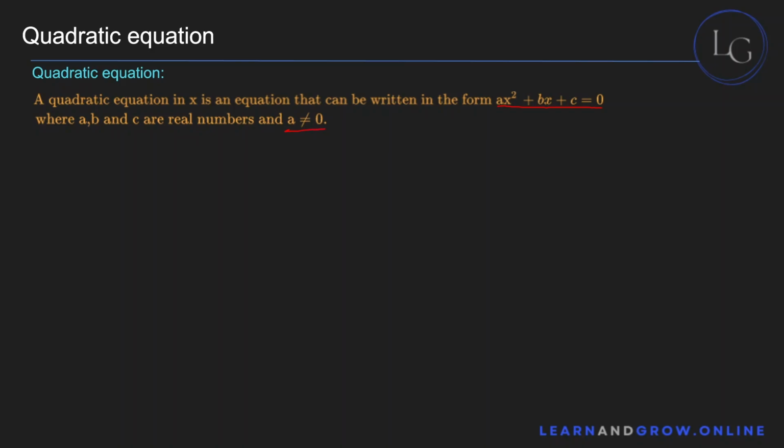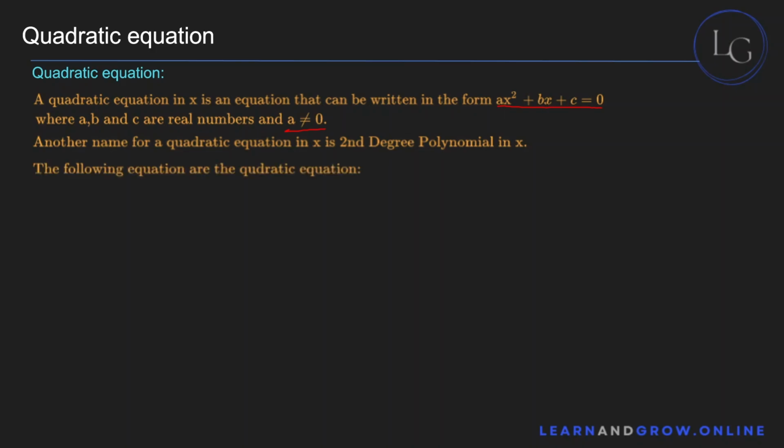This is very important because if a is equal to 0, that would mean that this equation is just bx + c, and that is a linear equation. That is not a quadratic equation. So basically another name for a quadratic equation is a second degree polynomial in x, as the highest power of x in this equation is 2.